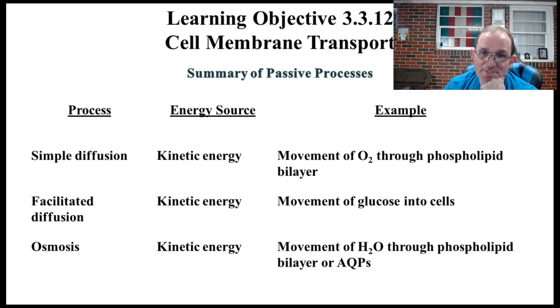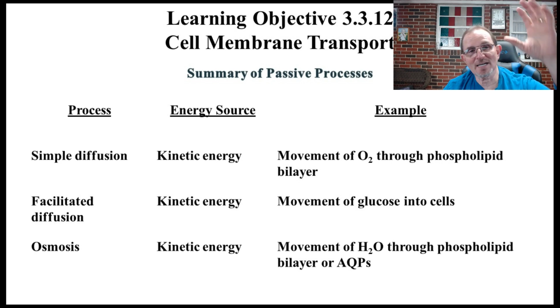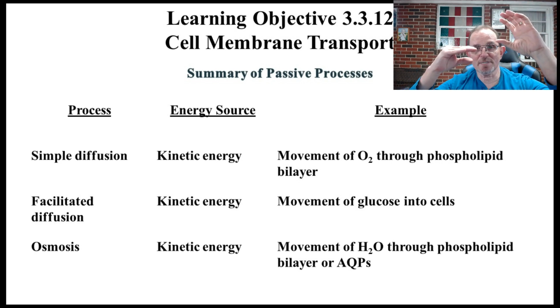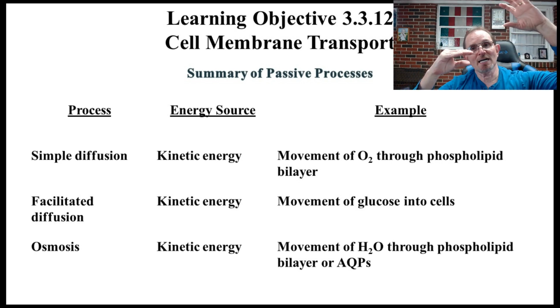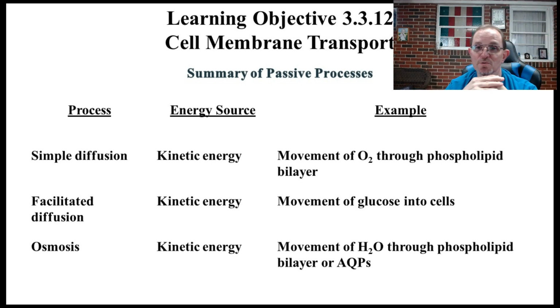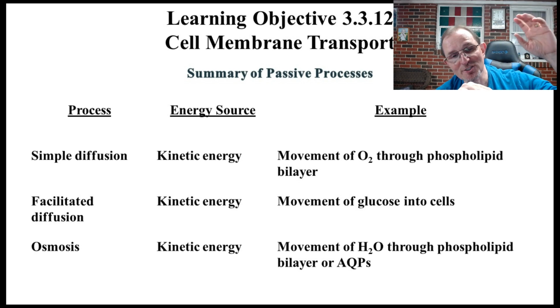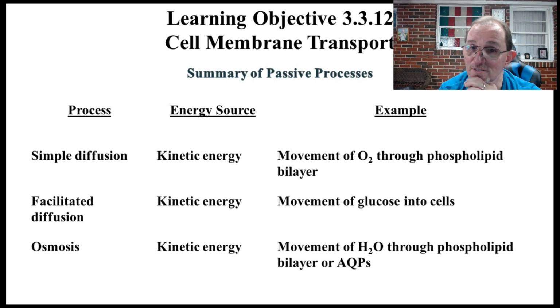So simple diffusion just means that I've got a lot of something here and a little bit here. What I have a lot of is going to move toward the area where I have little of. In AMP2, we'll talk about how the blood that comes to the lungs is going to have a lot less oxygen than the lungs do. So the oxygen in our lungs is going to move out of our lungs and into our blood to give to our tissues.